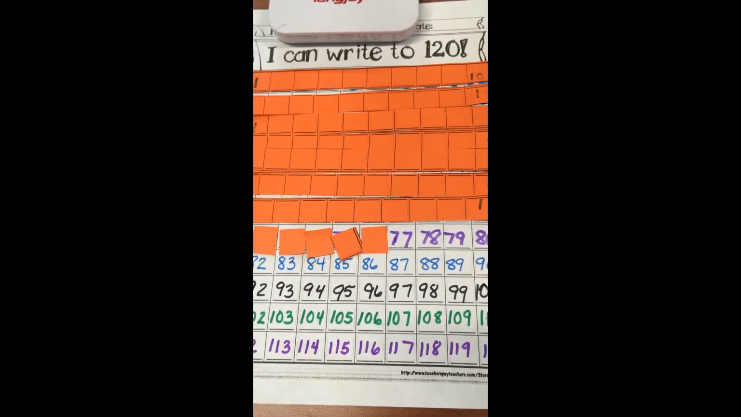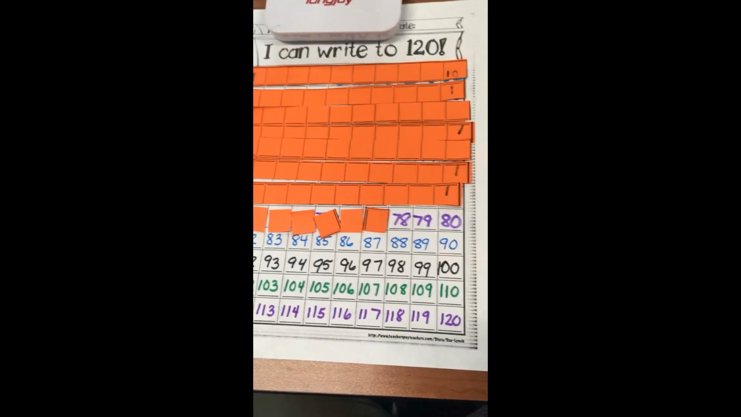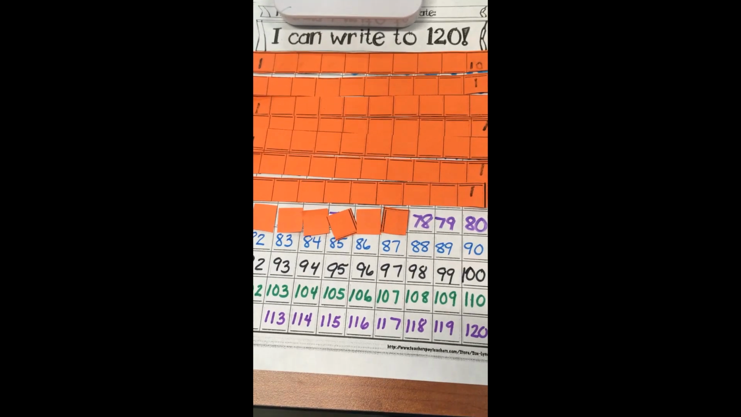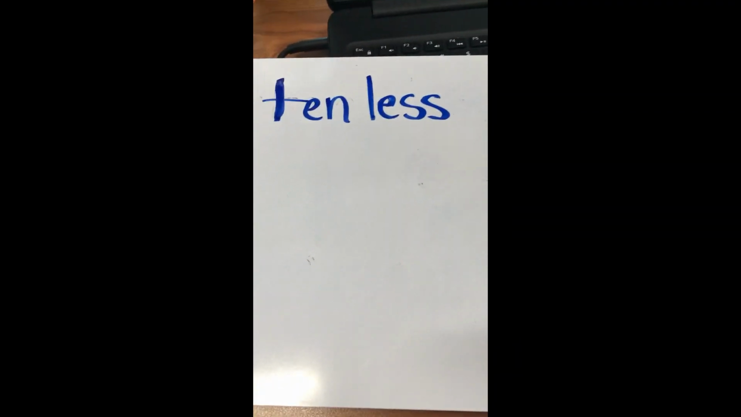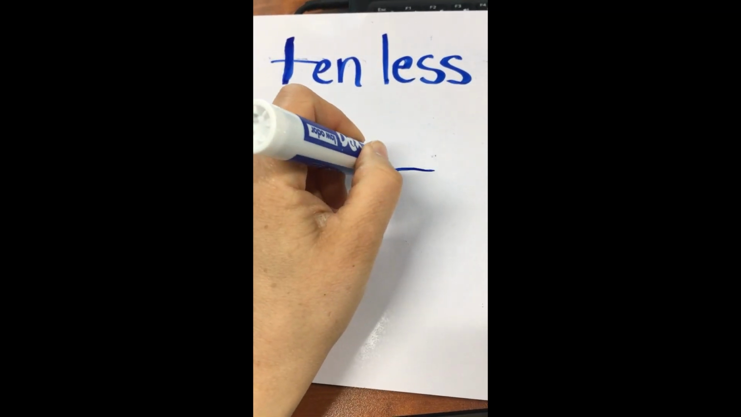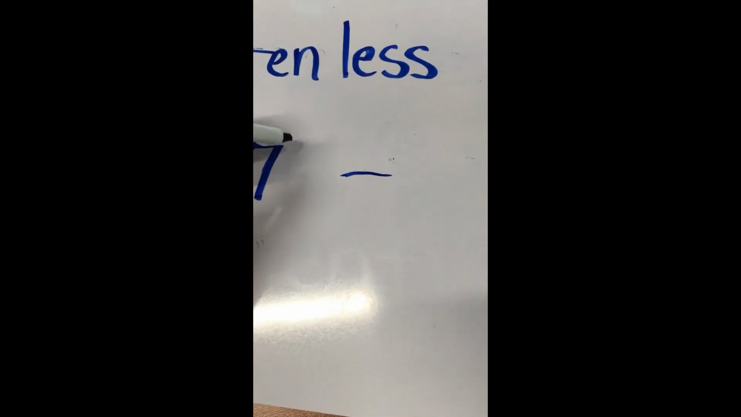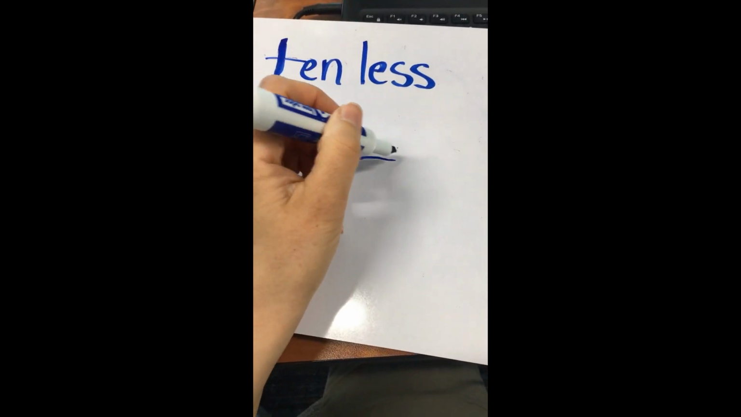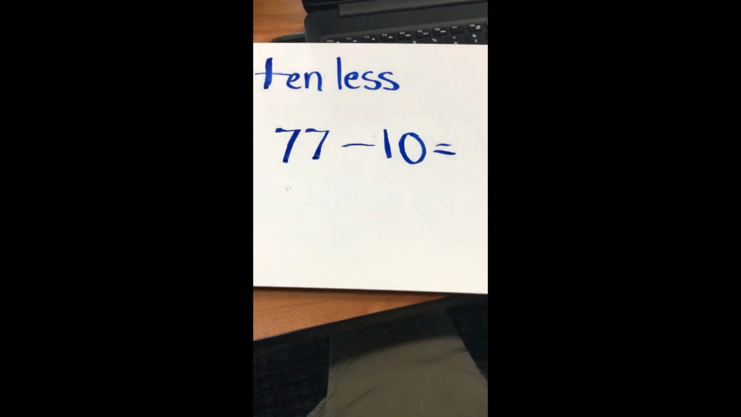Now, real quick, let's practice this. We're going to say, what is 10 less? What is 10 less than 77? If I say 10 less, when I think about the words 10 less, I know that less means to subtract or take away. And I want 10 less than 77. So I'm going to have 77, take away that 10. What is that going to equal?